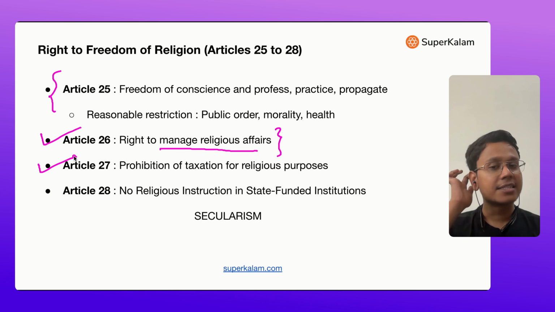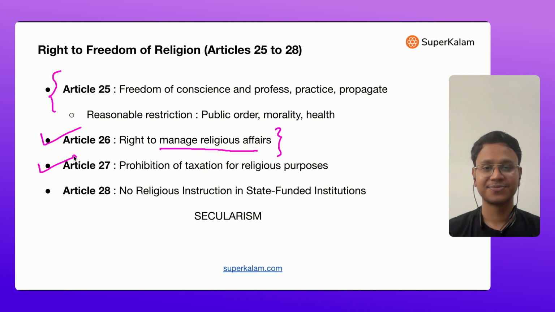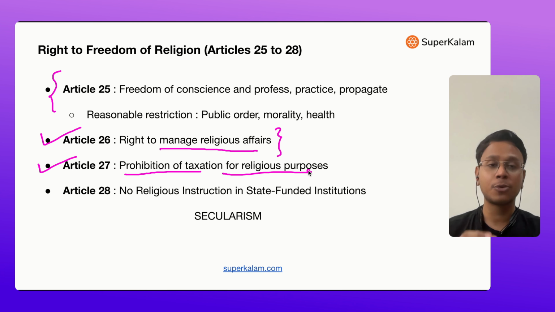Article 27 says that the government cannot tax you for propagating a particular religion. Prohibition of taxation for religious purpose. Now, the government has to support all religions. It cannot be biased. That is the meaning of this article. And second, for religious purposes, the government cannot tax you. Although there can be some fee, for example, if you are going to some temple or religious institution, there can be a fee. Fees are very different, but taxation is very different.